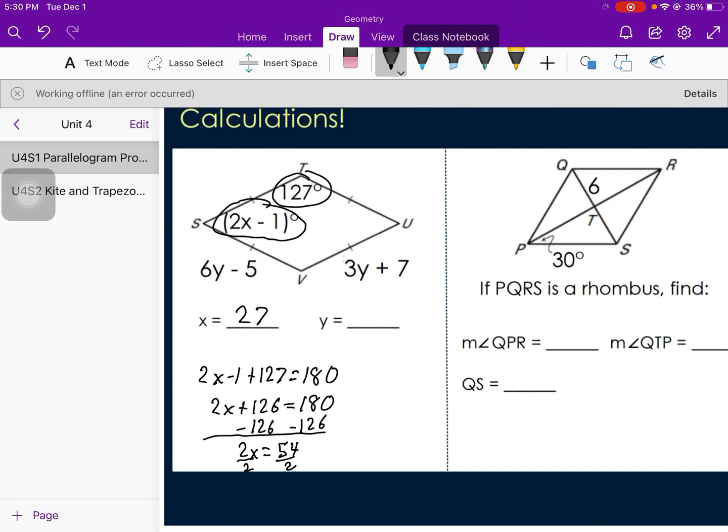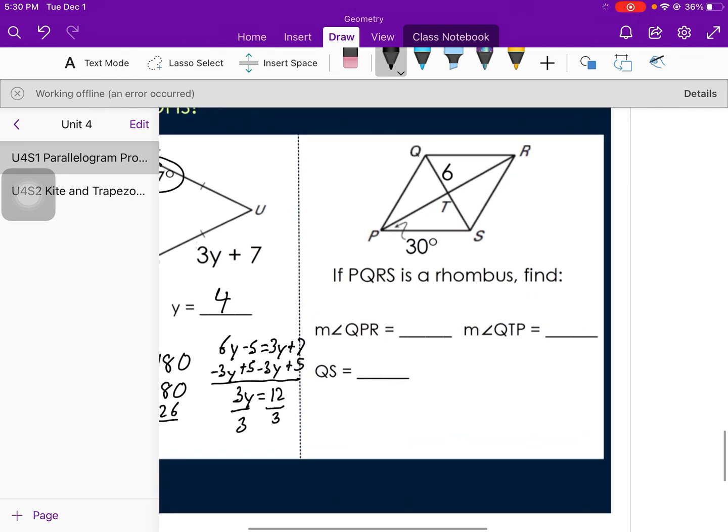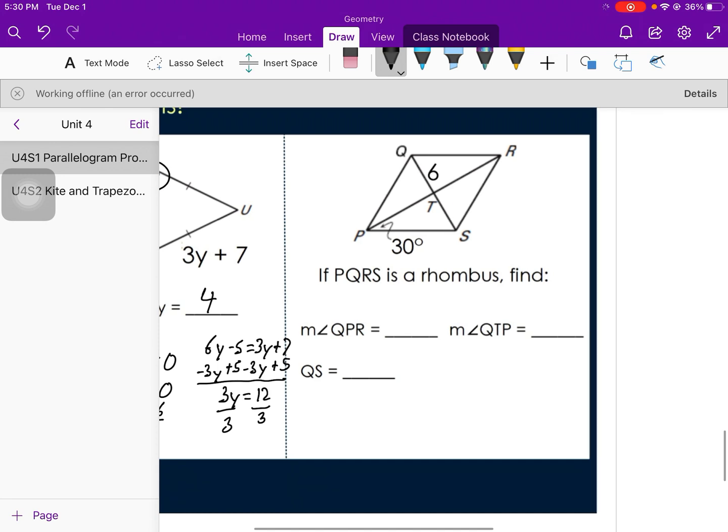Now y, we're not looking at the angles anymore. We're looking at the sides. And we have 4 congruent tick marks, which means the sides are congruent. So we just set them equal. 6y minus 5 equals 3y plus 7. Subtract 3y. Add 5. And we get 3y equals 12. Divide by 3. And we get y equals 4. So just some basic solving there, recognizing the properties and then applying it.